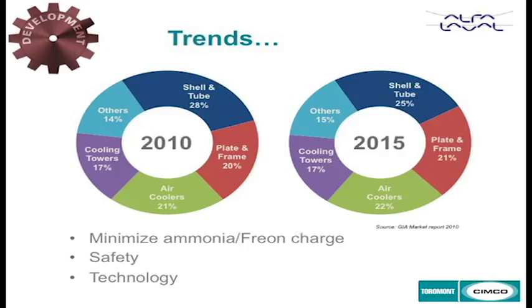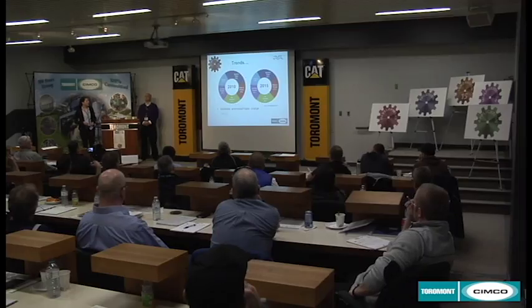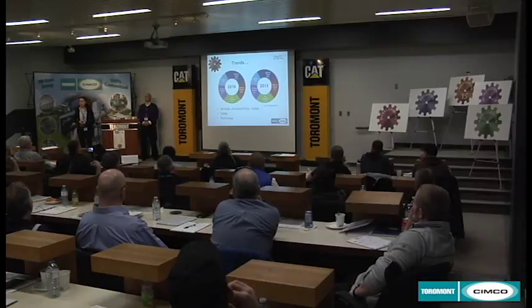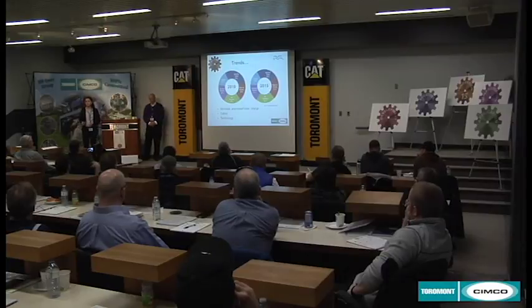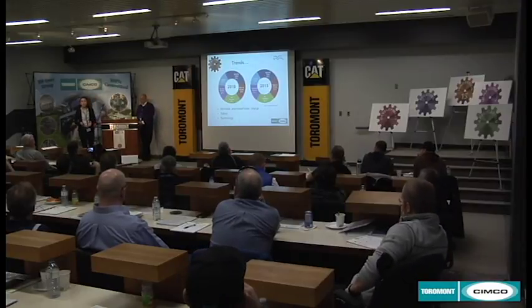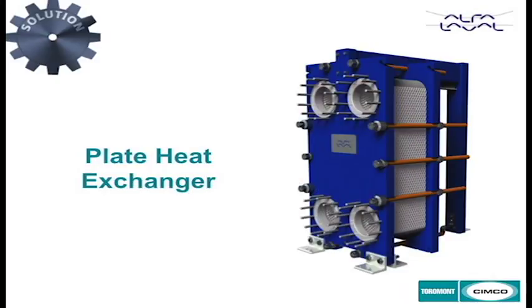shell and tube. So as you can see, in 2010, we roughly have a 28% using shell and tubes, while in 2015 it decreased to 25%, while the plate heat exchangers are increasing by 1%. The trends as well talk about minimize ammonia or freon charge, safety issues, and using technology to improve the systems, and as well heat recovery. It's very important nowadays. The solution, it's a plate heat exchanger.